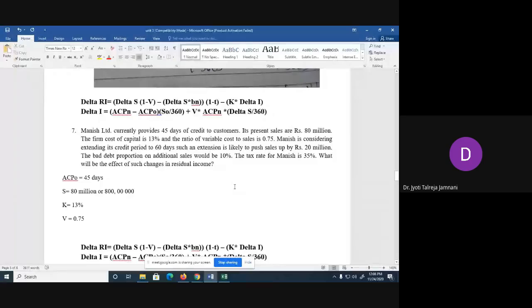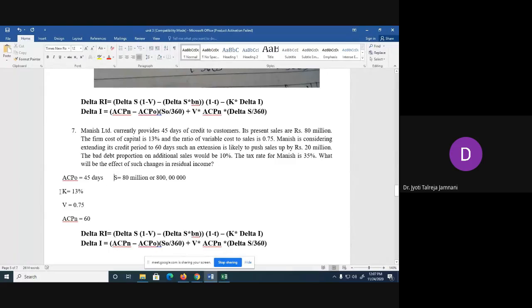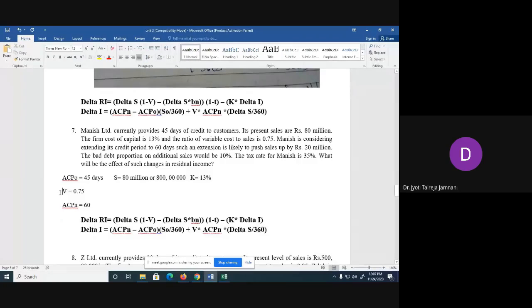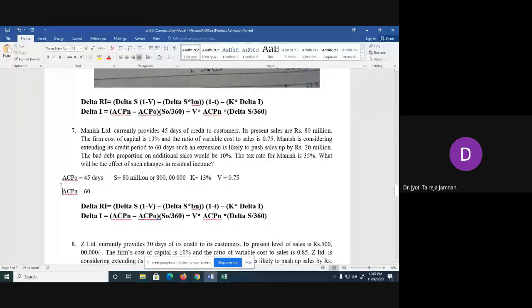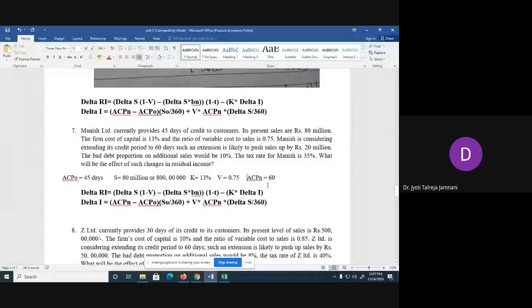Manish is considering extending its credit period to 60 days. So this is the new credit period. We'll call it as ACPN, the new credit period. From 45 days, he wants to make it 60 days. Such an extension is likely to push up the sales by 20 million. So this is nothing but increased sale, which we call delta S. It will be 20 million, means 200 lakhs.